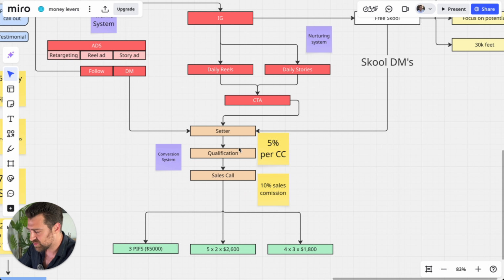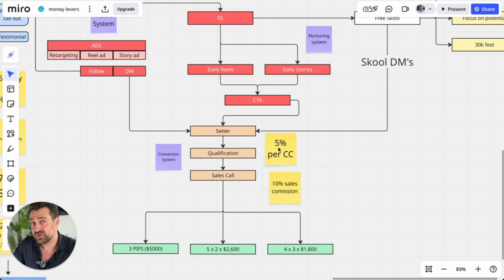Now the setter is qualifying the prospect to make sure that the prospect has the money to invest. And then after that, the setter is pushing the prospect into a sales call, and the sales call is taken by a sales rep, and the sales rep is gonna do their job, okay? Now, when it comes to paying these people, 5% of the cash collected will be sent to the appointment setter, and then 10% of the cash collected will be given to the sales rep.